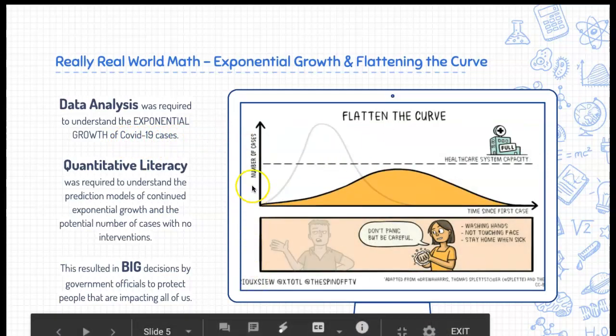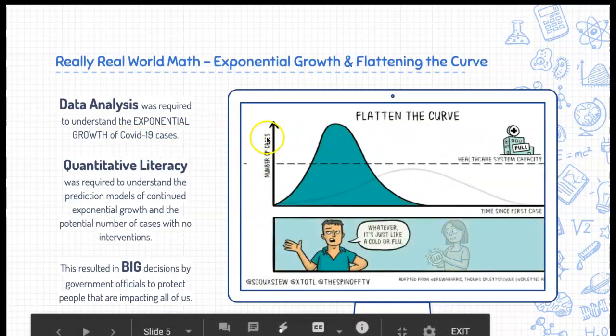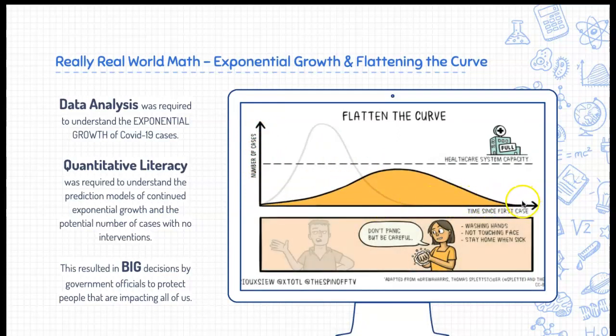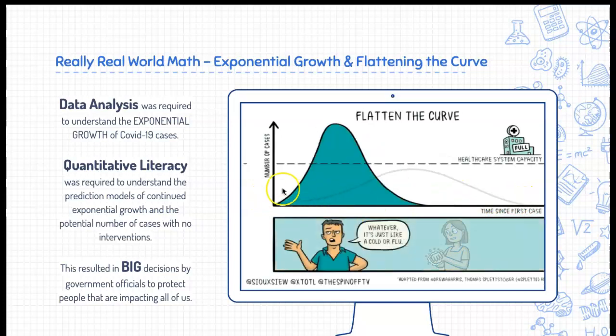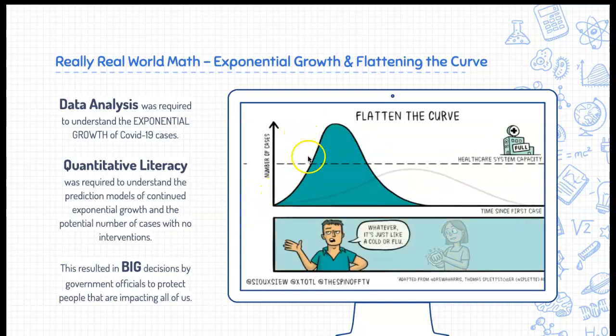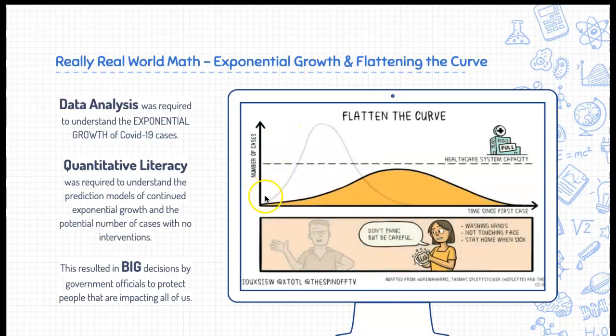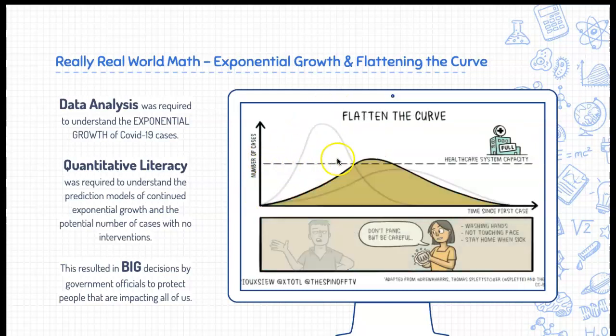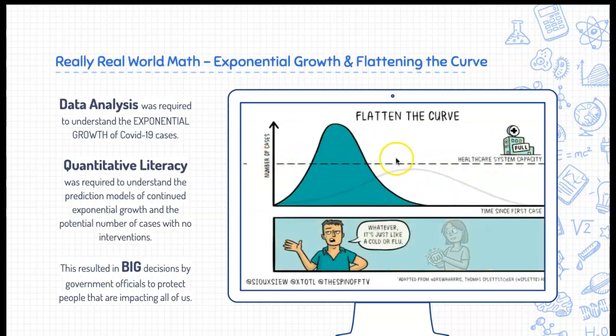So taking a look at this, we have our number of cases on our y-axis. We have time since first case on our x-axis, so this is time. And this is an exponential model of growth, of rate of spread. So with no precautionary measures, our rates of COVID-19 cases would continue to grow exponentially, which would surpass the line of our healthcare system capacities.